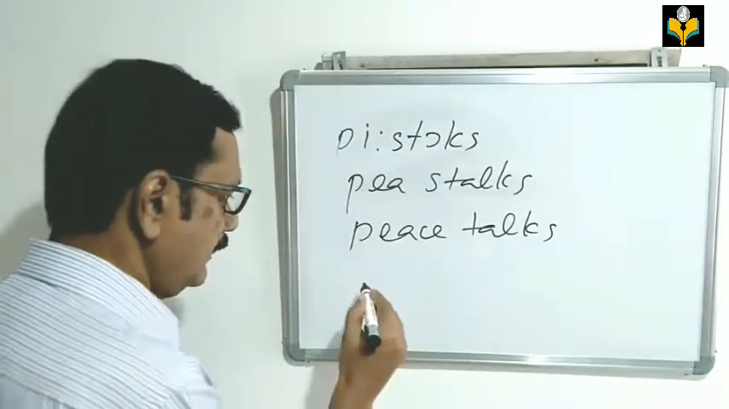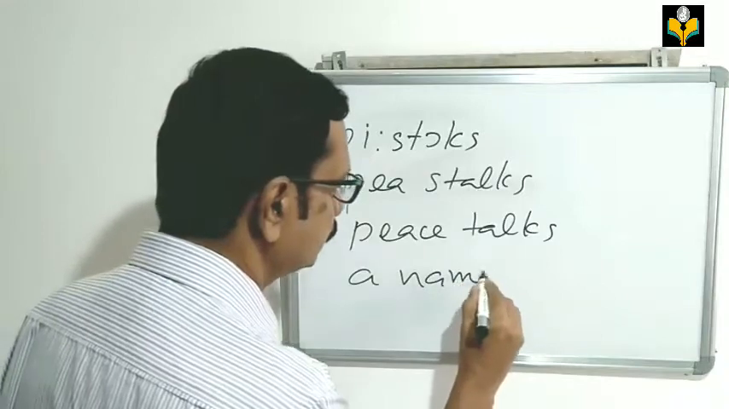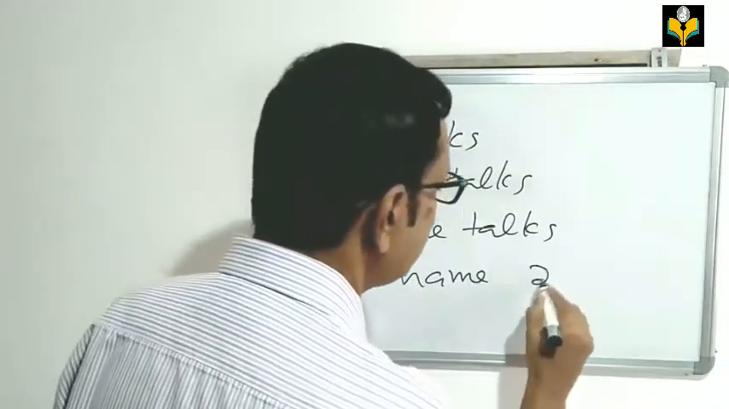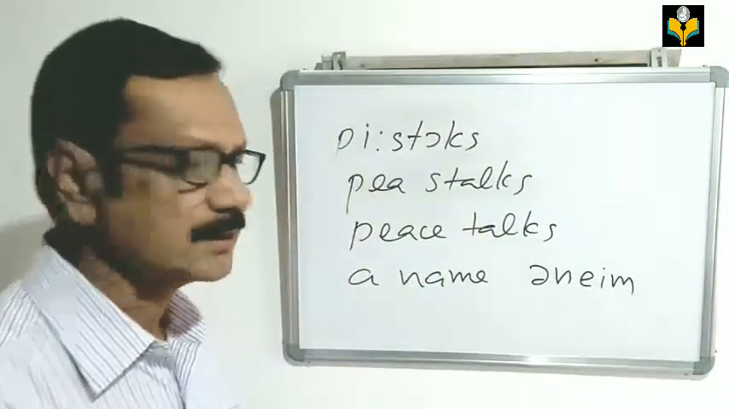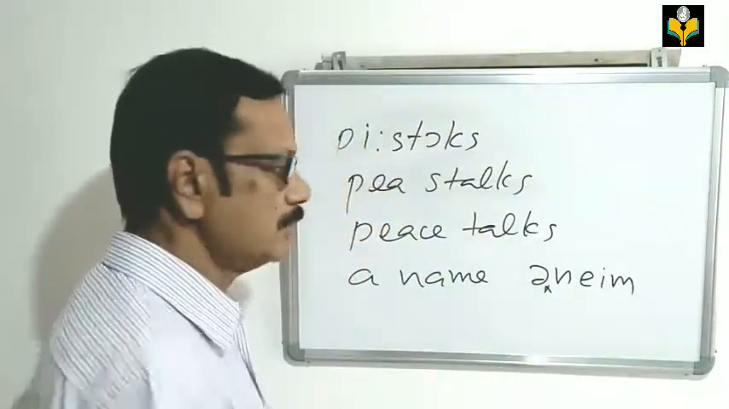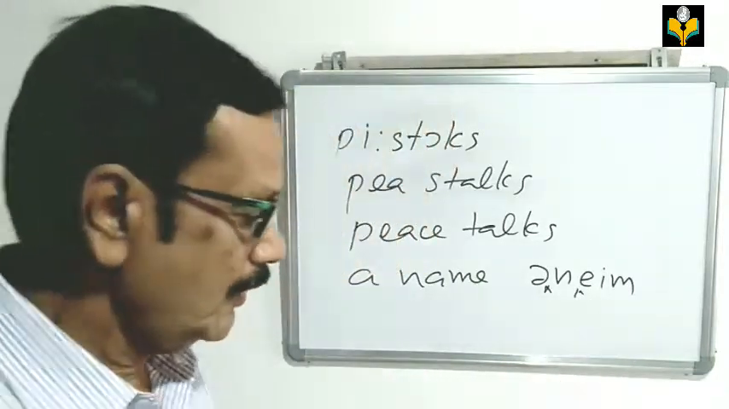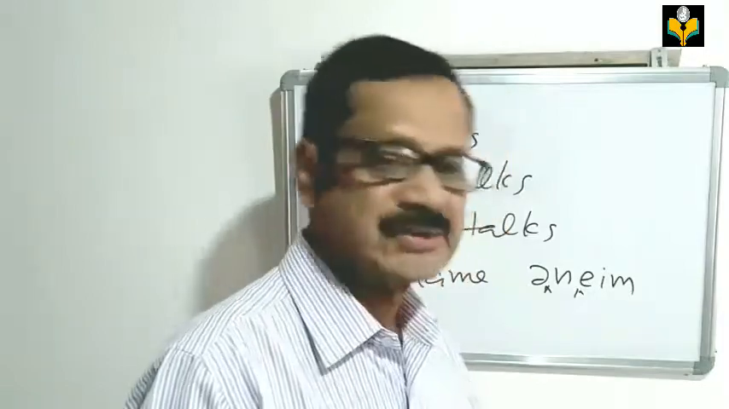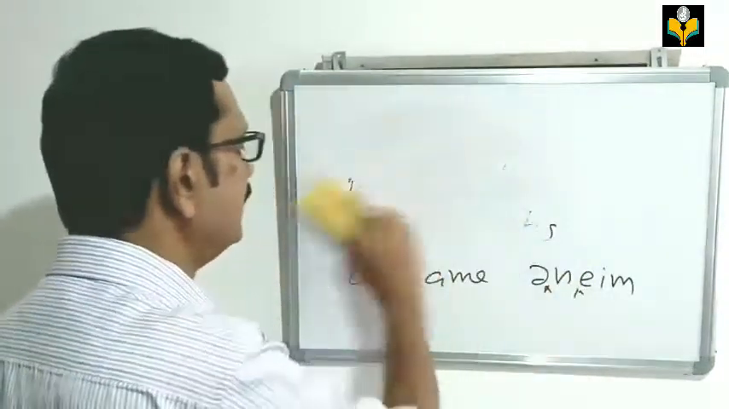Then there is a name. If you write together, a name, it comes together. But when we pause here, it is a name. When we pause here, it is an aim. So these are the examples of juncture, that is, a pause. Then we have seen assimilation.